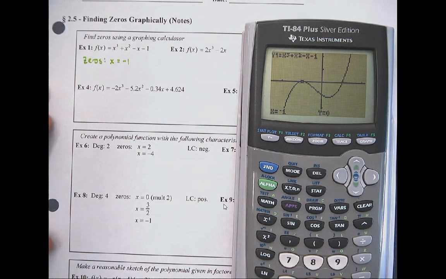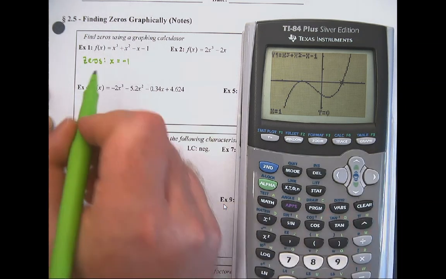Where does it look like our other 0 is? It looks to me like it's at 1, so I'm just going to hit trace again, type in 1, and yep. How do I know that's a 0? Because the y value is 0.